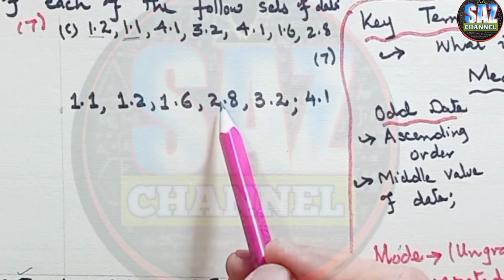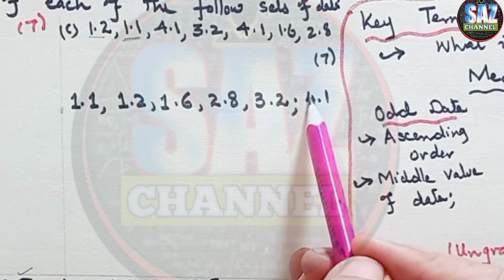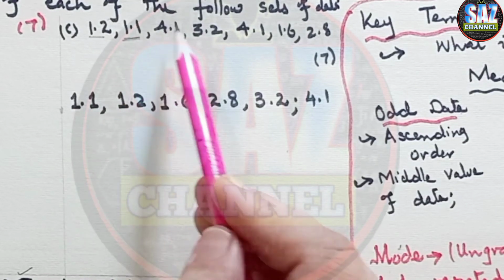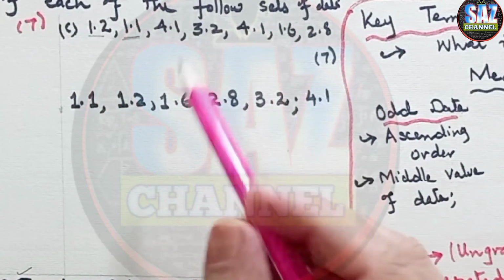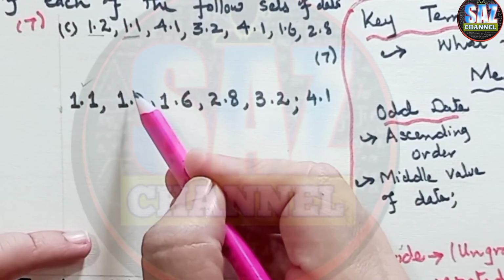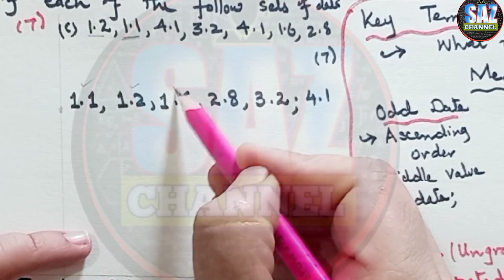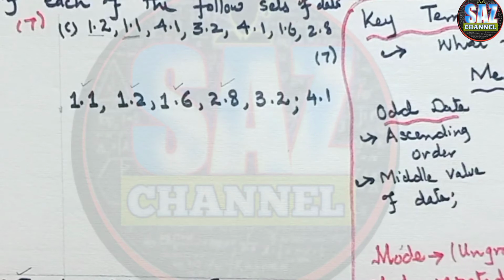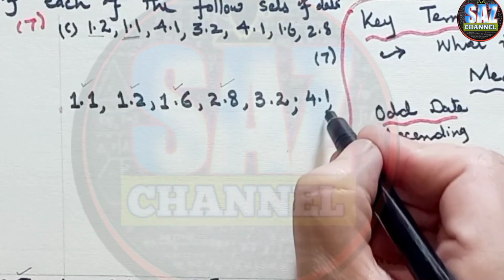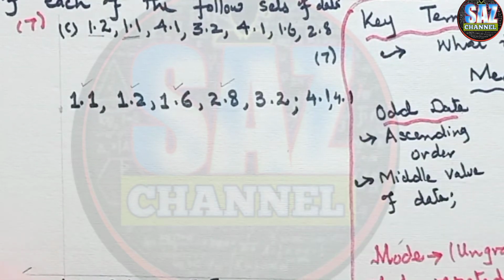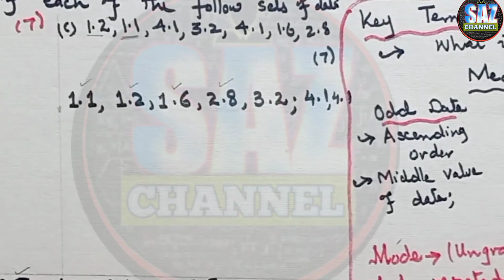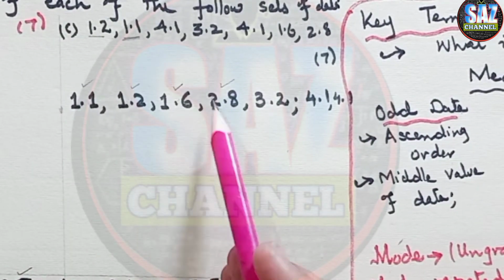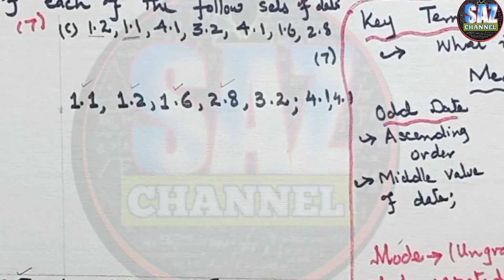1, 2, 3, 4, 5, 6. Okay, I'm left with one value. 1, 2, 3, 4, 5, 6 and 7. 1.1 is here, 1.2 I've written, 1.6 I've written, then 2.8 I've written, and 4.1 twice. Okay, now how many observations? 1, 2, 3, 4, 5, 6 and 7 observations.